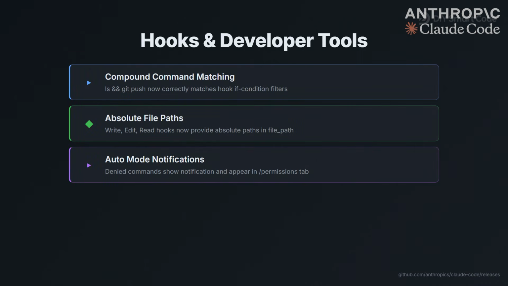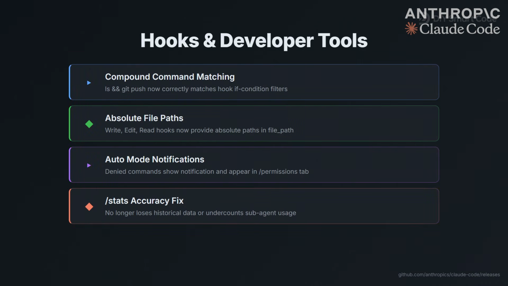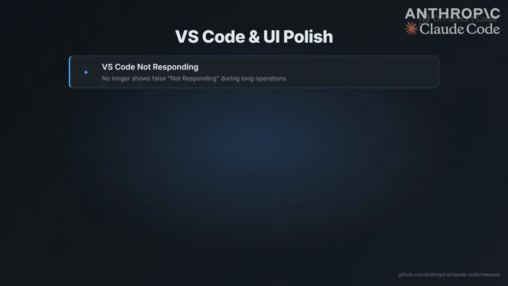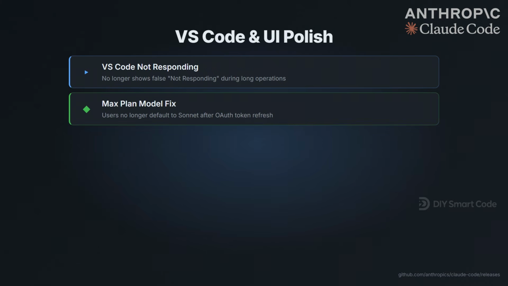On the developer tools side, /stats no longer loses historical data or undercounts by excluding subagent usage. And /btw responses render in a scrollable viewport. VS Code stops showing not responding during long operations. Max plan users no longer default back to Sonnet after the OAuth token refreshes.